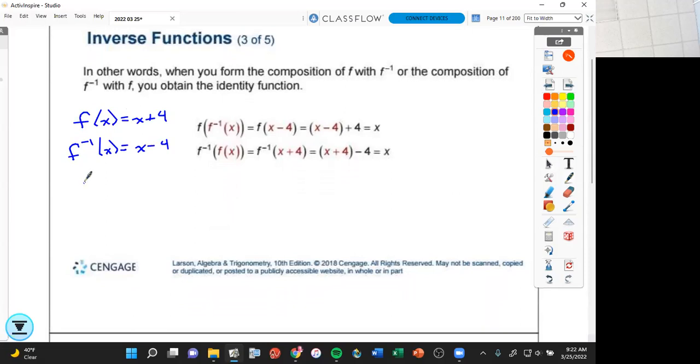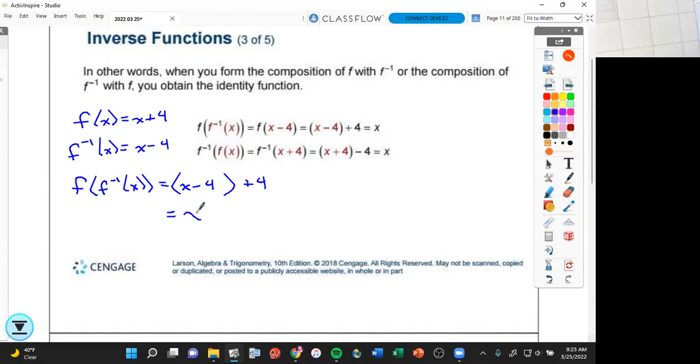So if I do the composition of that, if I take f of f inverse of x, that means I'm going to take the f function, and everywhere I have an x, I'm going to put some parentheses there. So here's my f function. My f function is x plus 4. But what am I changing the x to? The x is changing to the inverse, which happens to be x minus 4. So I'll plug that in there. Well, in this case, the parentheses can be just dropped, right? And then I have x minus 4 plus 4. What is x minus 4 plus 4?